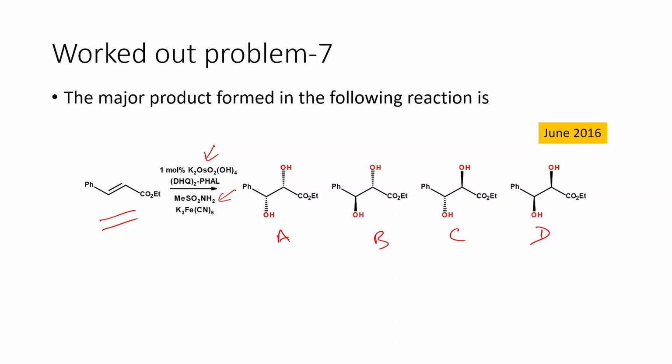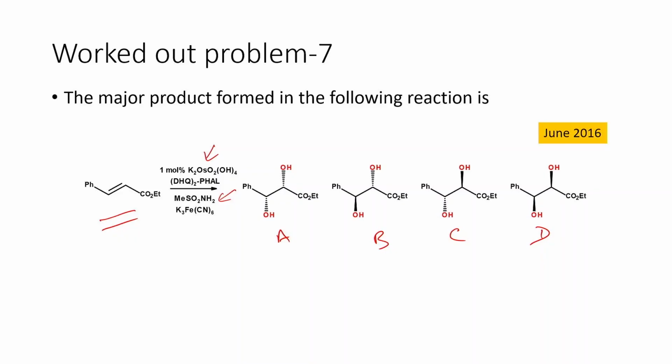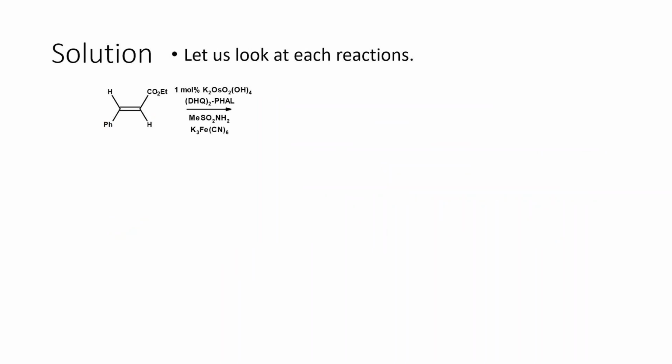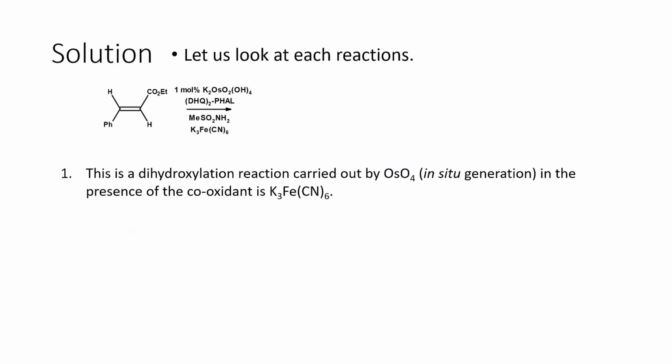So here what the reaction actually takes place, if you look at A, B, C and D, we are actually getting a dihydroxy derivative, and we have to only look at what is the stereochemistry of the product that will be formed in this particular reaction. So this question was asked in June 2016. Let us look at how the reaction actually proceeds. If you look at the starting material, we have a trans isomer, that is the starting material for our reaction.